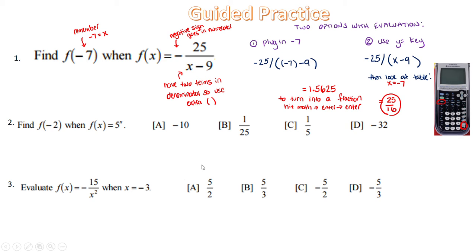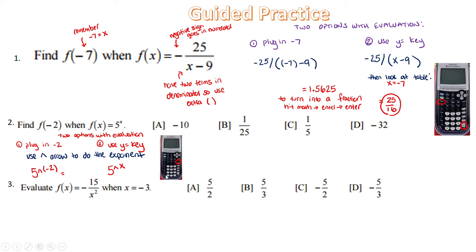Okay, number 2, we have another evaluation question, this time when x is -2, and our x is in the exponent spot. So when we plug this in, if we plug in -2 for x, we would have to use an up arrow to write our exponent. Now where's that up arrow? It is right here above the division key. So if you're plugging it in, you're doing 5 up arrow parentheses -2, and you'll get your answer.